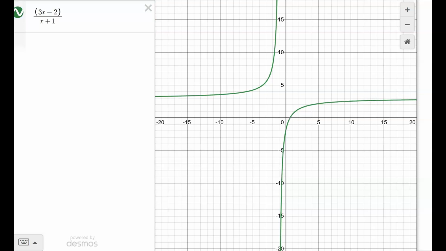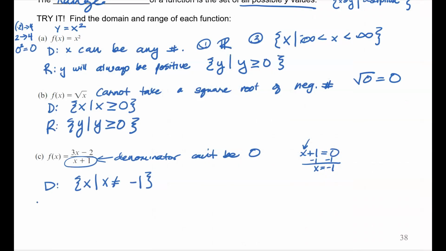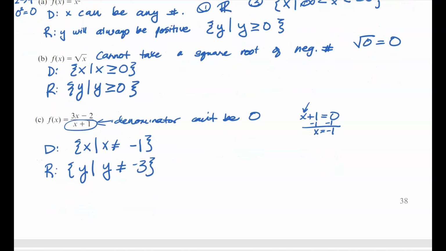So that tells us that the range, let's write it down in our notes, our range is all values of y such that y cannot be 3. All other y's end up working. And so that would be the range for that one.